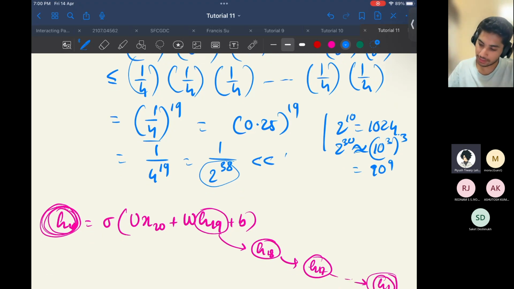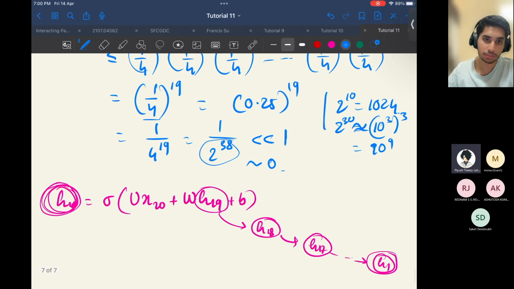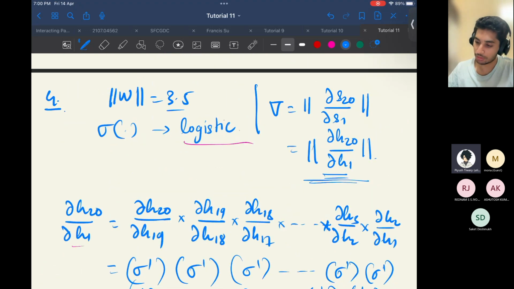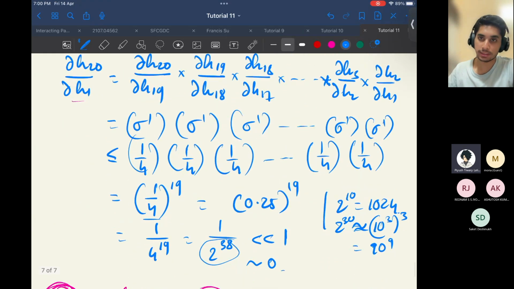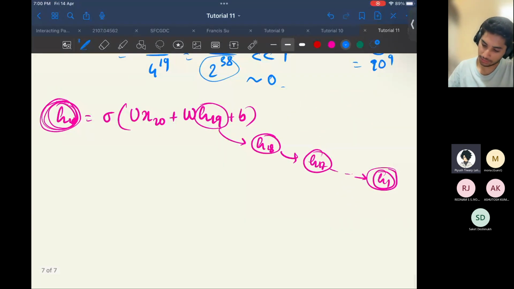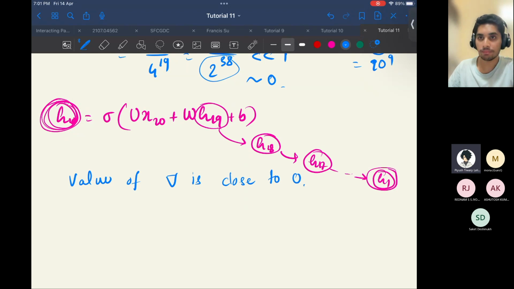So it's much less than 1, so it's approximately 0. It is going to be a very small quantity. From the given options, the first option says that the value of nabla, since we are calculating the norm of it, is close to 0. So that is the correct option, the value of nabla is close to 0.